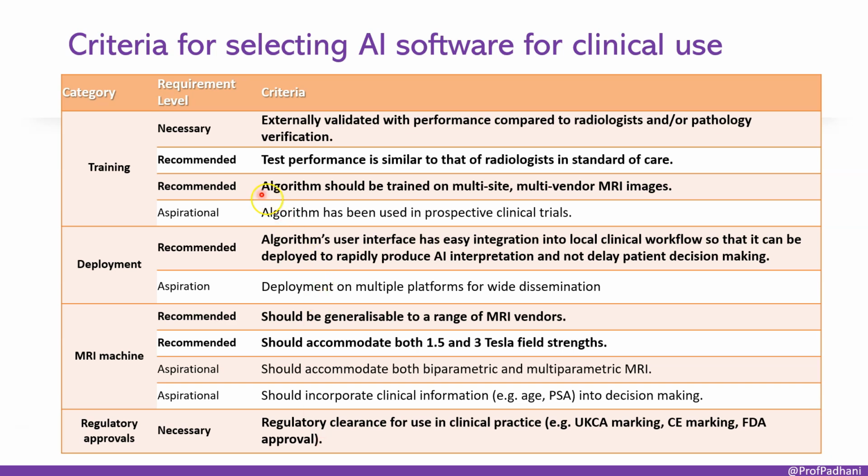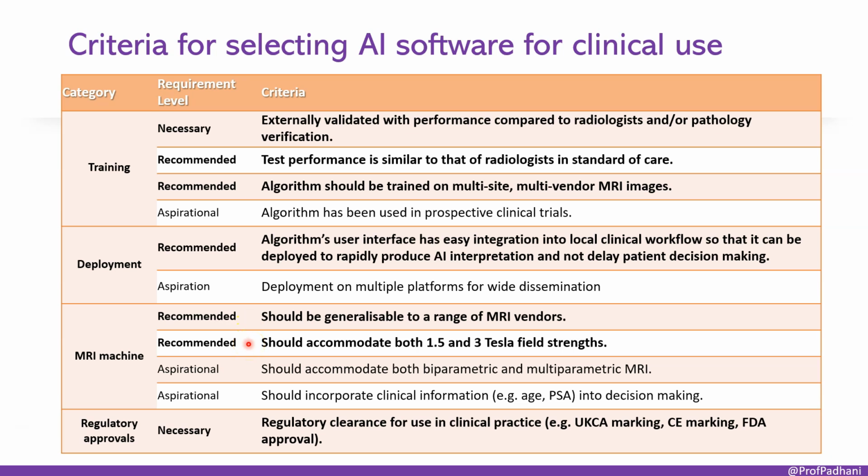Performance should be similar to standard of care radiologists you'd compare yourself to. Training data needs to be diverse, multi-site, multi-vendor to ensure it's robust. So it doesn't just work on the data it was trained on. Right, and it needs to integrate easily into your workflow without slowing things down. Yeah. Generalizability across different MRI vendors and field strengths, 1.5T and 3T, is also key for practical use.